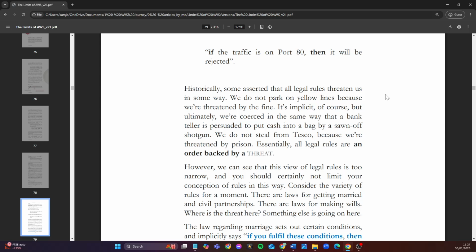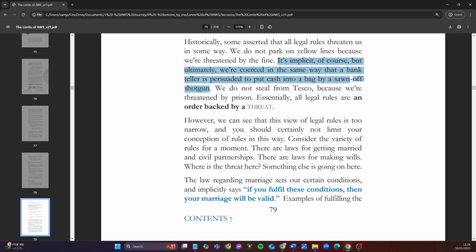Historically, some asserted that all legal rules threaten us in some way. That's what it is to be a legal rule. We do not park on yellow lines because we're threatened by the fine. It's implicit, of course, but ultimately we are coerced in the same way that a bank teller would be persuaded to put cash into a bag by a sawn-off shotgun. We don't steal from the supermarket Tesco because we're threatened by prison. Essentially, all legal rules are an order backed by a threat.